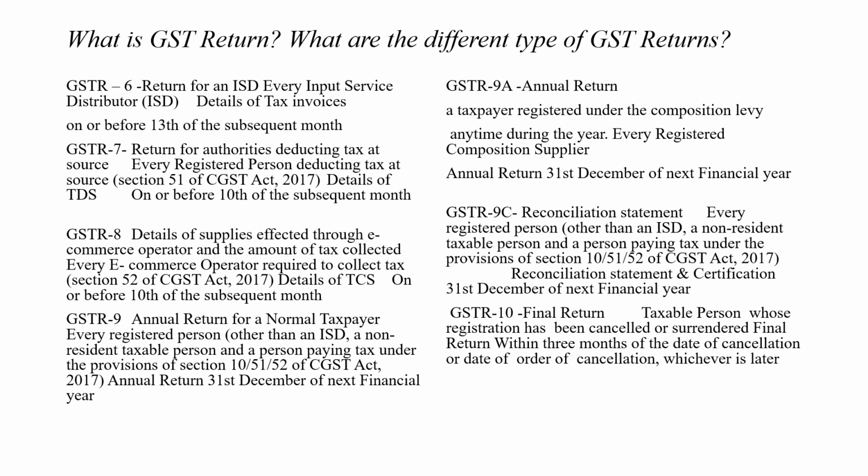Now come to the last form, GSTR 10, final return. Taxable person whose registration has been cancelled or surrendered. Final return within 3 months of the date of cancellation or the date of order of cancellation, whichever is later, must be filed.